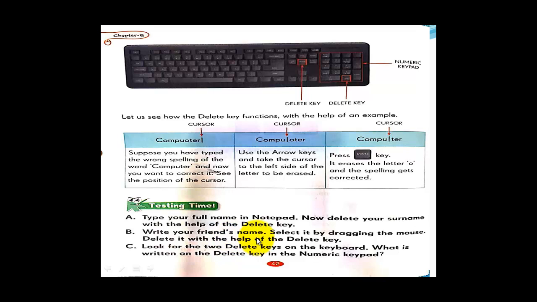Now write your friend's name. Select it by dragging the mouse. Delete it with the help of the delete key. Now this is another method of deleting. Okay. Now what we have to do is in here you have to write any of your friend's name. Maybe you can write your best friend's name.